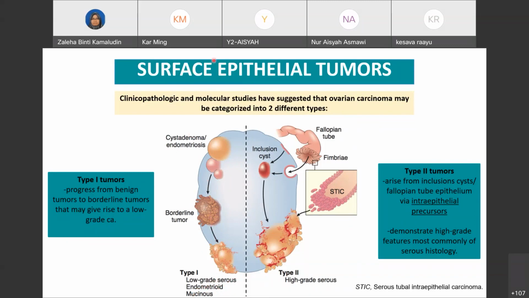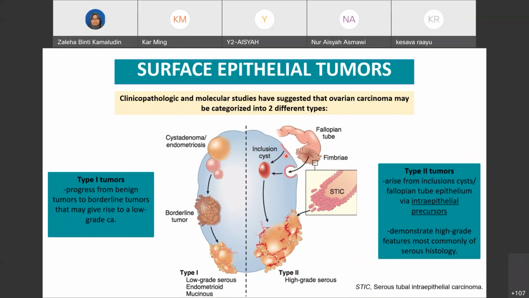Another molecular study of ovarian carcinoma is the type 2 tumor. Here the tumor arises from the surface epithelium, which develops inclusion cysts and directly transforms into high-grade serous carcinoma. This tumor does not have the borderline spectrum. It goes directly into high grade.